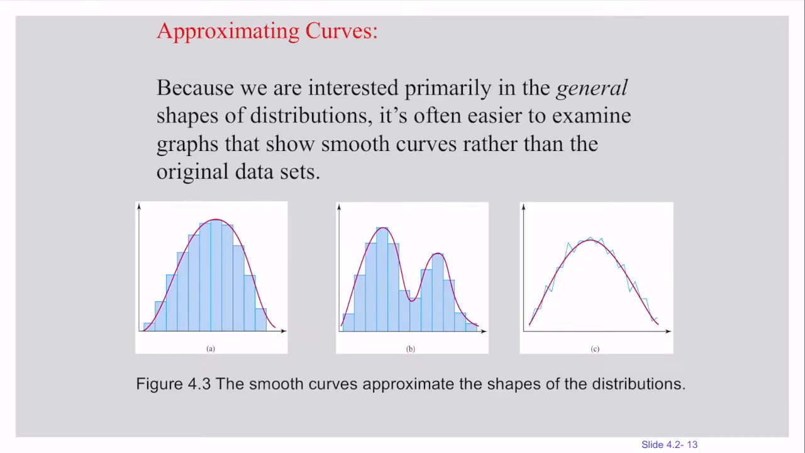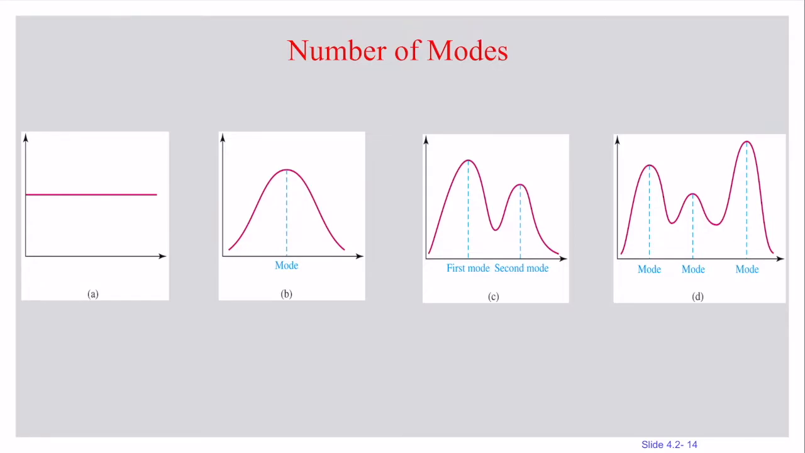Because we are interested primarily in the general shapes of distributions, it's often easier to examine graphs that show smooth curves rather than the original data set. So what we're doing is taking our original histogram and applying a graph to it. These smooth curves are used to approximate the shapes of distributions. So, from these shapes of distributions, we can discuss the number of modes.